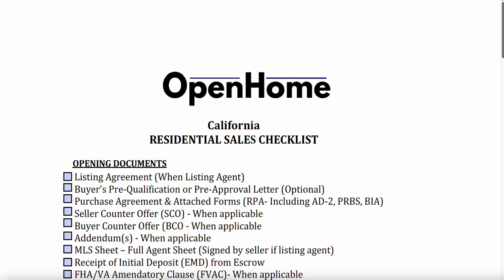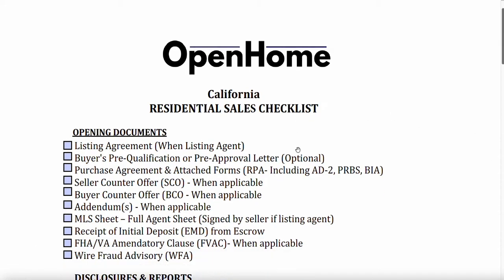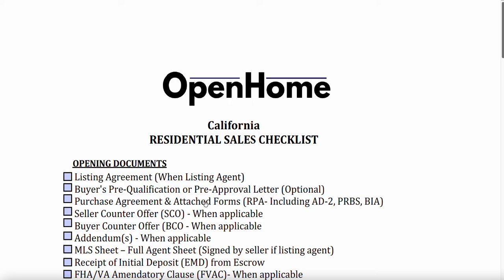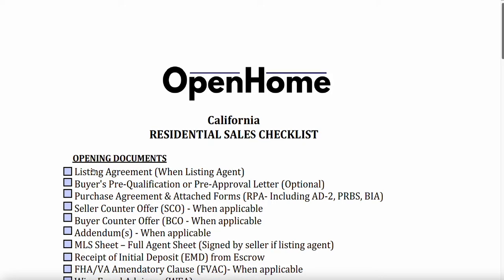This is a tutorial on the California Residential Sales Checklist. These are all the documents that you need to submit at the end of a transaction to have a complete file. It's less than 2 full pages. We'll go through it line by line. It's fairly simple and straightforward. This is essentially the minimum of what you need to be in compliance. So we'll jump right into it.